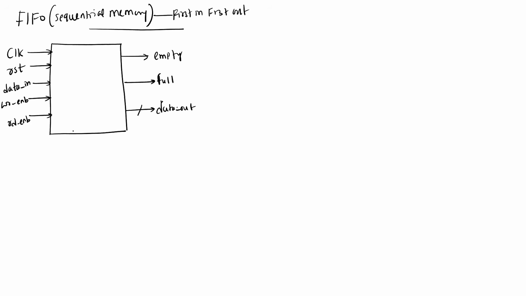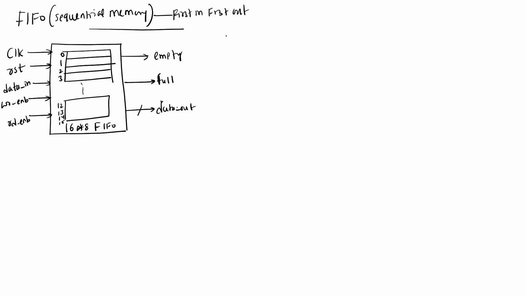Okay. Suppose it is 16 cross 8, so how many locations will be there? 16 locations will be there. So this is 0, 1, 2, 3, up to 12, 13, 14 and 15. The total 16 locations will be there.